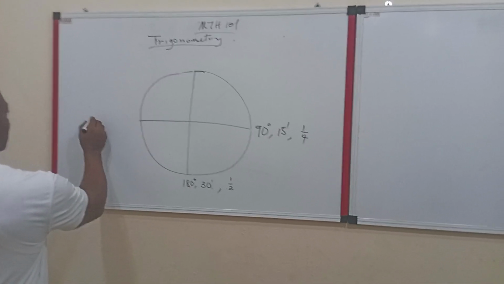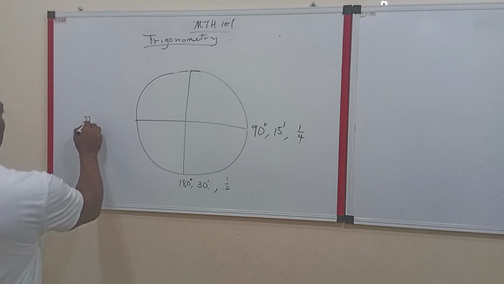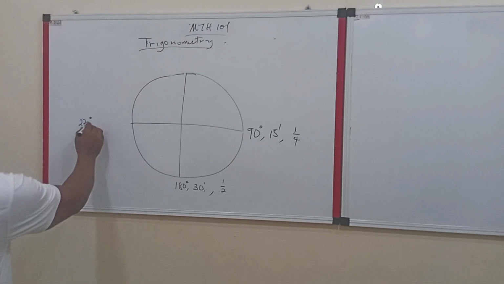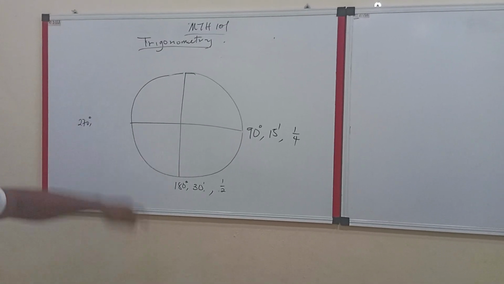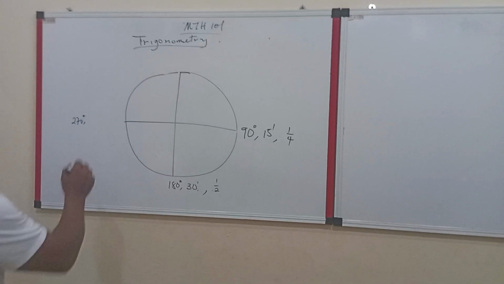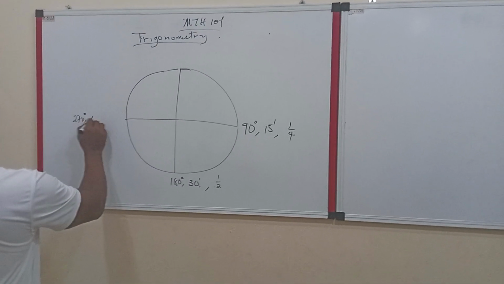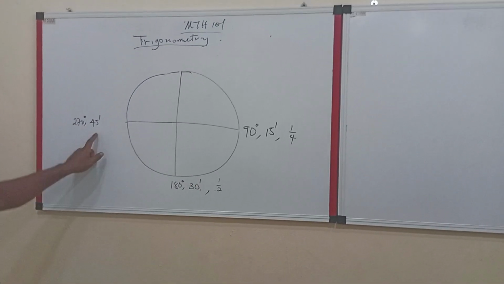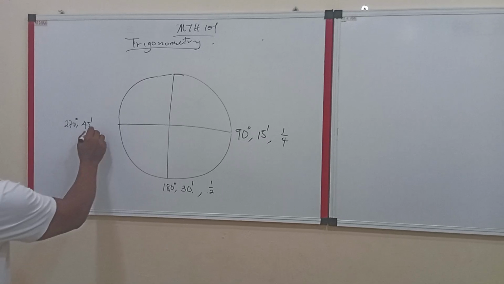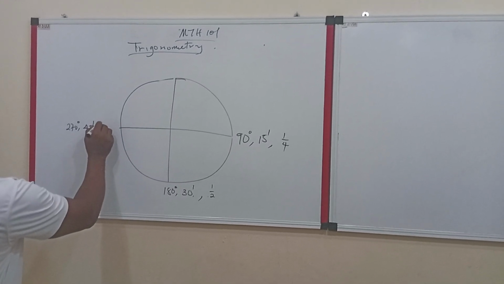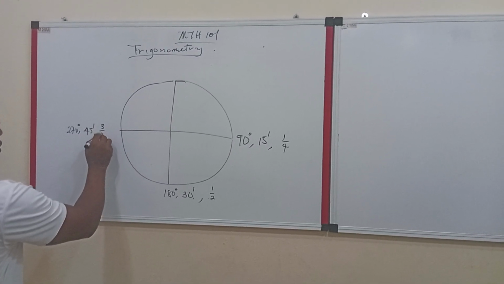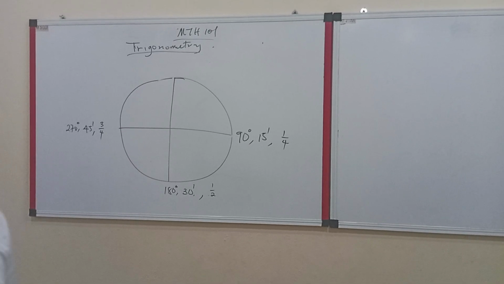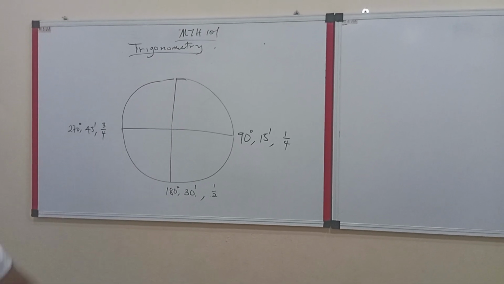Now, if it comes here, in terms of degree, we have plus another 90, which gives us 270 degrees. In terms of minutes, we have 45 minutes. Then in terms of 1, we have 3 all over 4. That is 0.75.